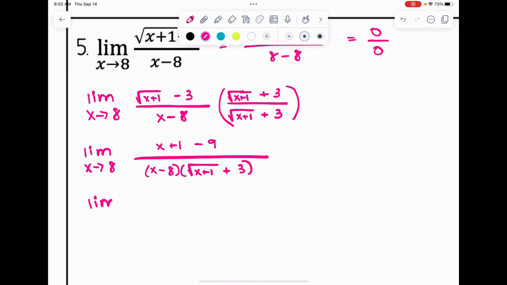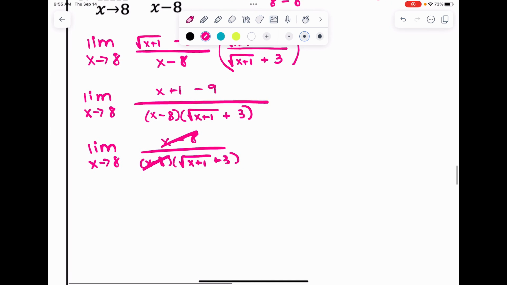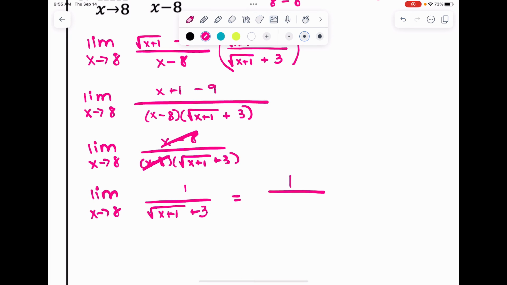Let's rewrite this again, because now my numerator can be quickly simplified to x minus 8. And we can see where our simplification is going to come into play. So this is the limit as x approaches 8 of 1 over radical x plus 1 plus 3. Now let's substitute, now that we've simplified. And we're going to get 1 over basically 3 plus 3, or 1 over 6.